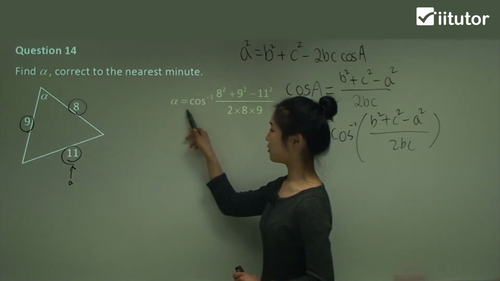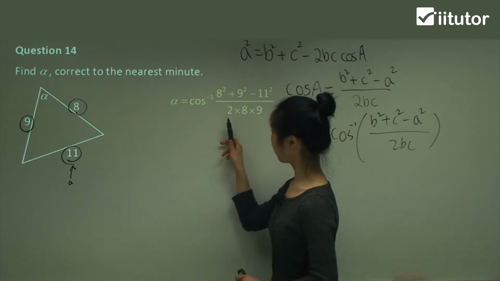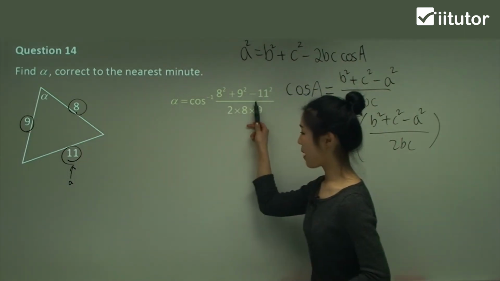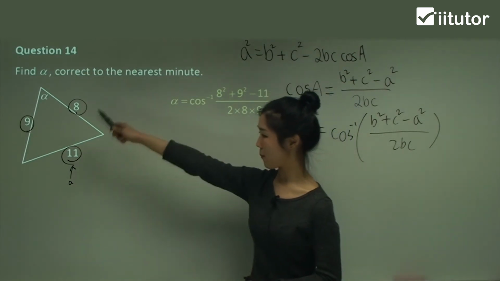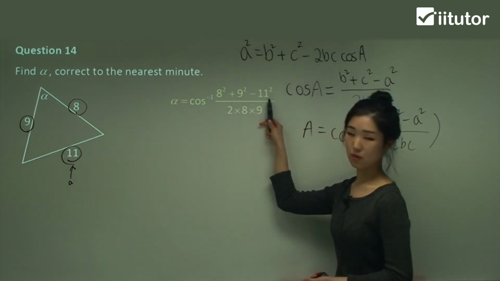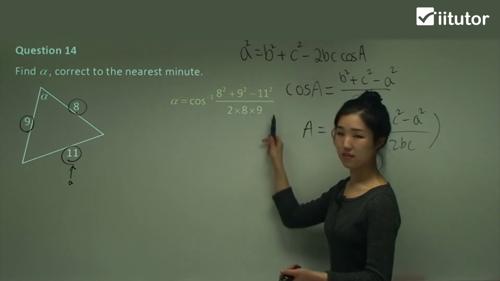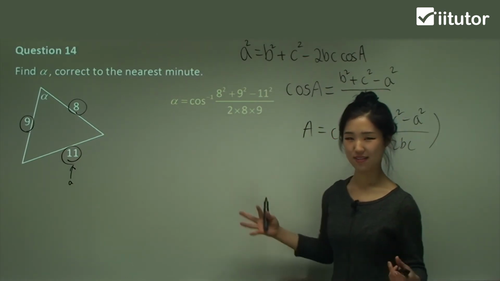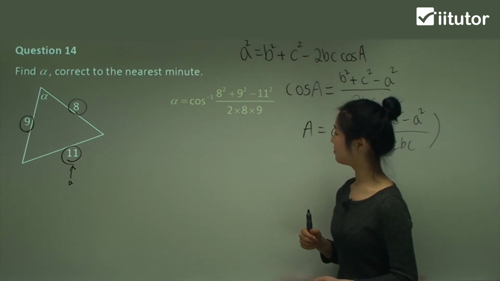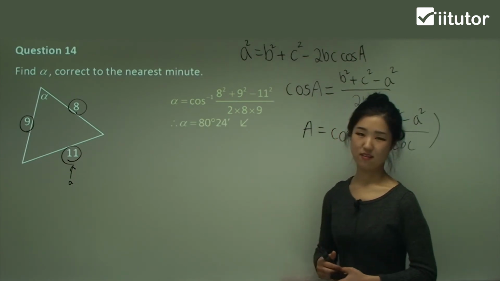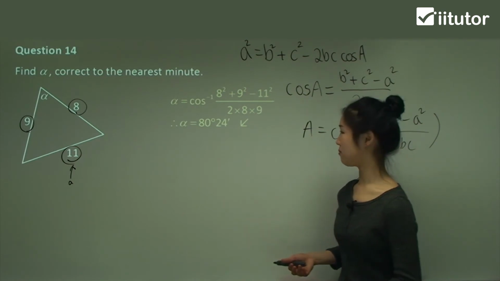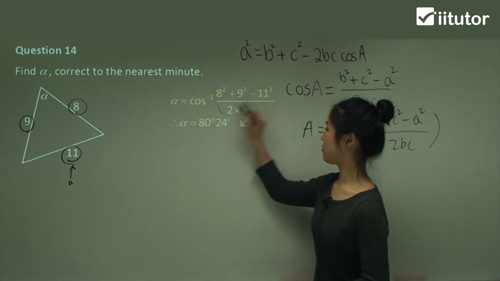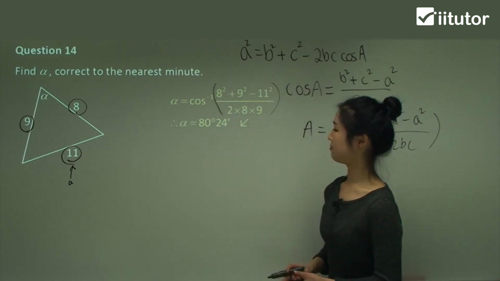So alpha equals cos inverse of the other two sides, 8 squared plus 9 squared, minus the little a squared, the opposite side squared, which is 11 squared, over 2 times bc, so 2 times 8 times 9. I hope you're getting used to this. And that's your answer, just put it in your calculator. If you like, you can put brackets here just to be safe with your calculator.